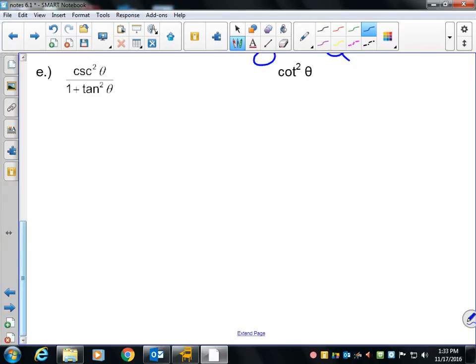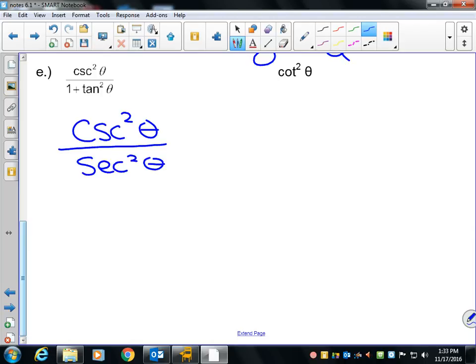Cosecant squared over 1 plus tan squared equals cotangent squared. So what I would do is I pull out my trig identities because I see squared. I look at my Pythagorean identities. Is there something that says 1 plus tan squared? Yeah. Secant squared, right? So I'm going to take this side and I'm going to make this one secant squared.